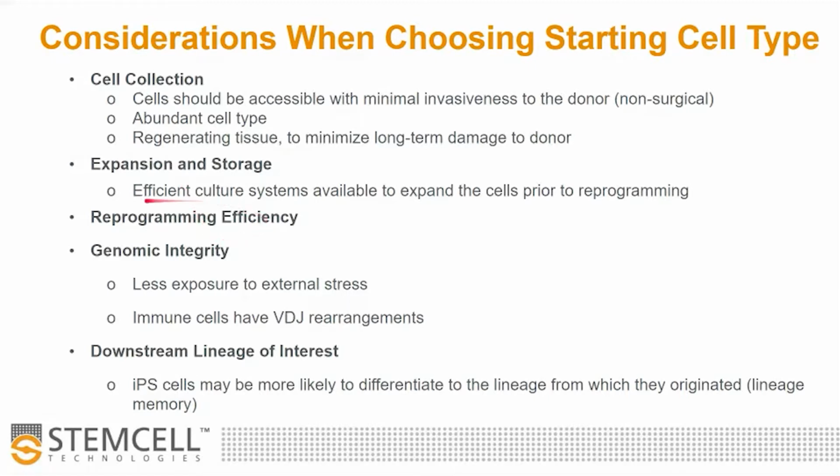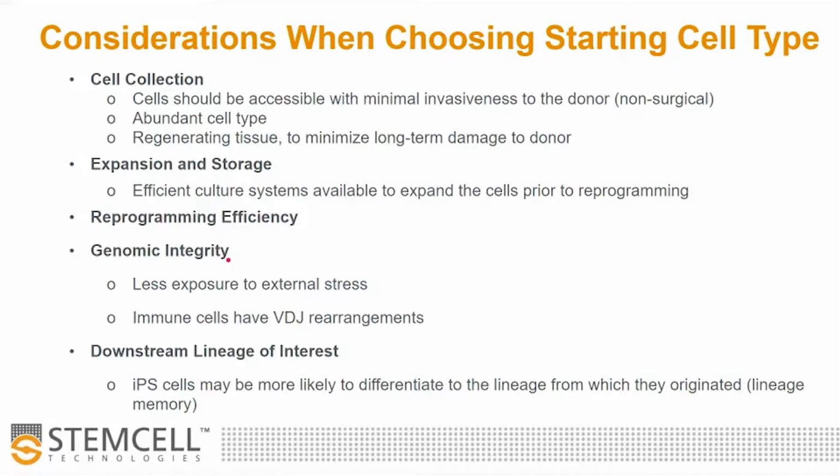The reprogramming efficiency of the starting cell type is very important. So typically what we see is that those more primitive cells like stem cells or progenitor cells, which are not as far along the terminally differentiated pathway as some other types of cells, are much more easily reprogrammable. Whereas some terminally differentiated cells, such as T cells, B cells, monocytes, are very difficult to reprogram, or a little bit more difficult to reprogram than those progenitors.